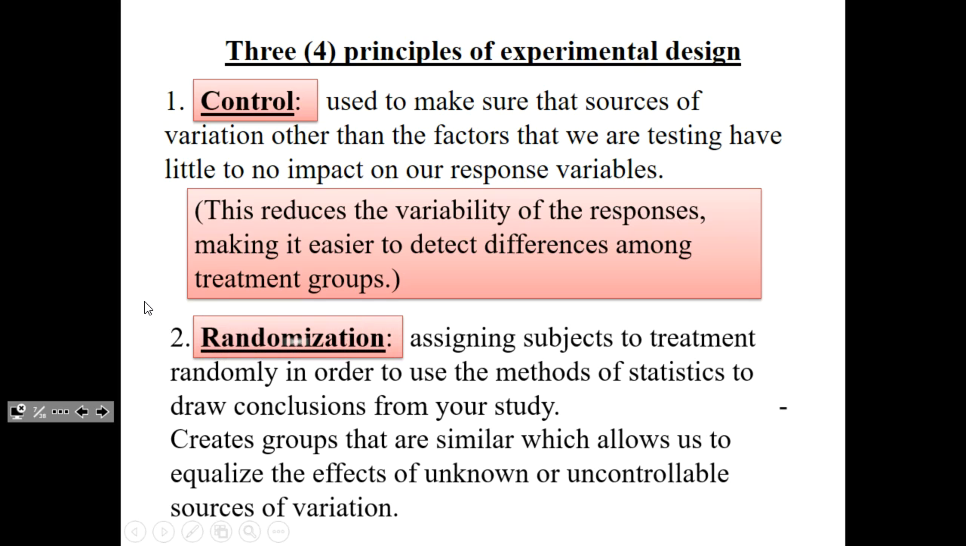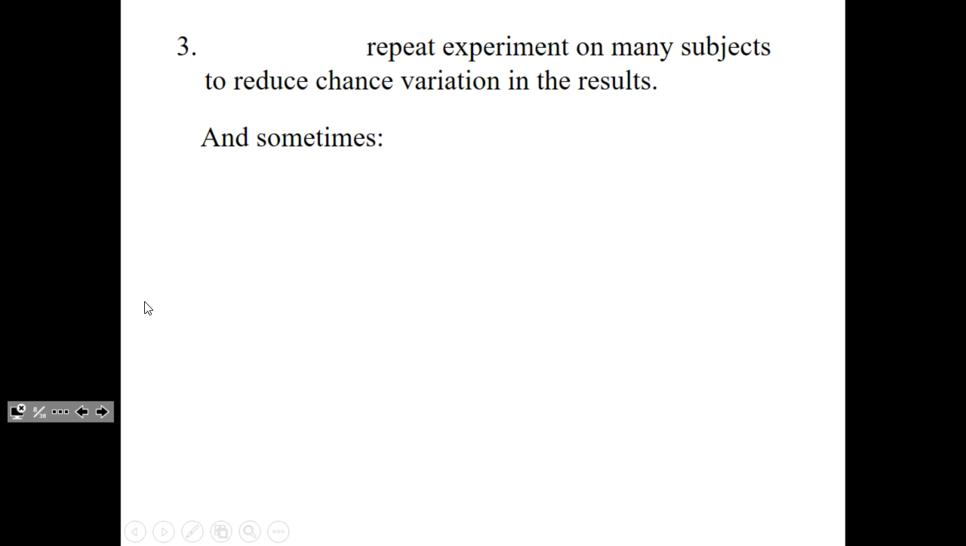Second, I need randomization. I need to assign subjects to treatments randomly in order to use the method of statistics to draw conclusions. I want to create groups that are similar to each other in order to equalize the effects of unknown or uncontrollable sources of variation. So I need randomization in who gets what treatment. Next, I need replication. I need to repeat my experiments on many subjects or many units in order to reduce the variation in the results.